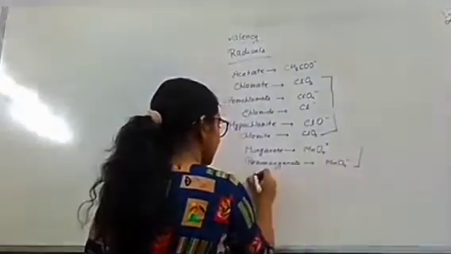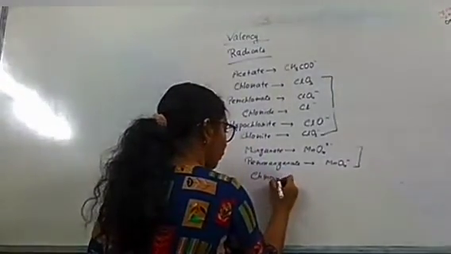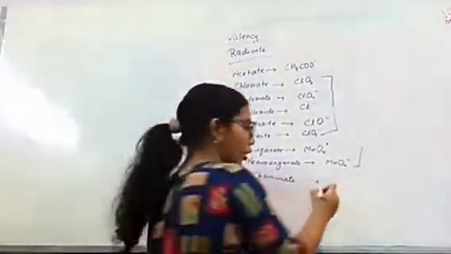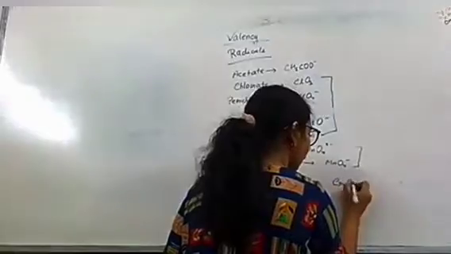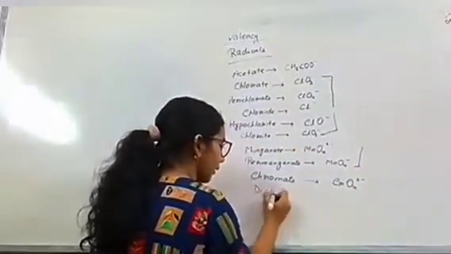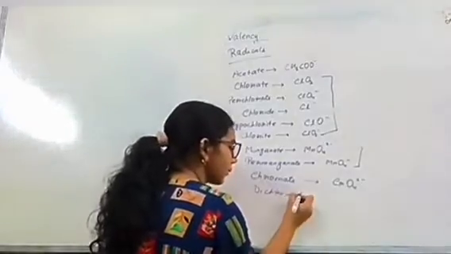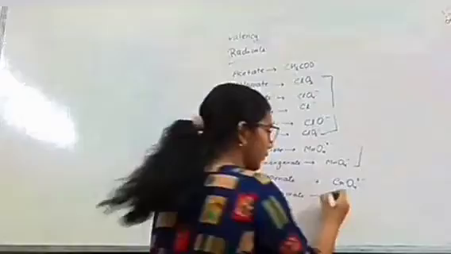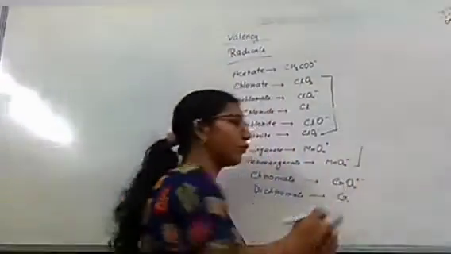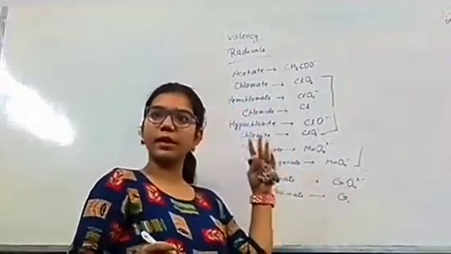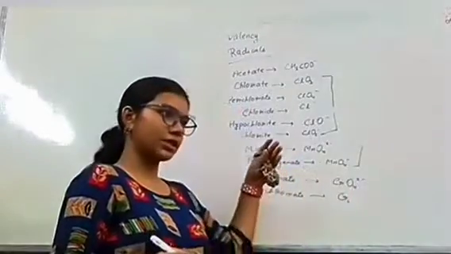The last one is chromate and dichromate. Chromate means here CrO4 2 minus. And in dichromate, there is the maximum number of oxygens. Now di means chromium will be 2. Similar to O4, for one chromium there are 4 oxygens, so for 2 chromium there should be 8 oxygens. But one oxygen is shared, so it is 7.